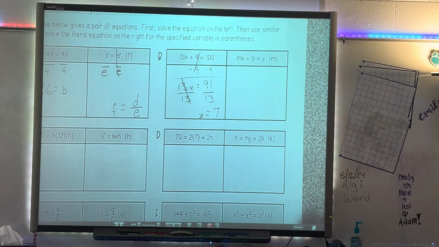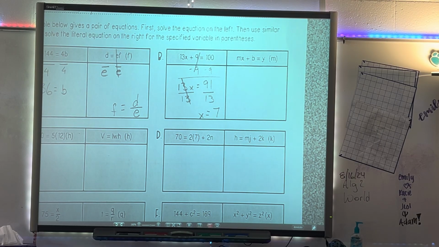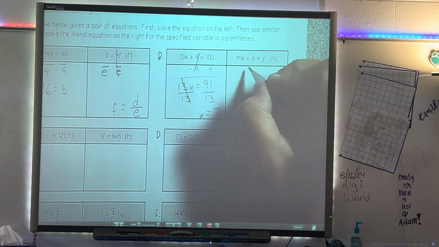Okay, so this one right here. So yeah, this is a formula you're used to. They just gave it to you a different way. They don't want y, they want m. So what do I have to do first? What's the first step? I'm gonna subtract b.